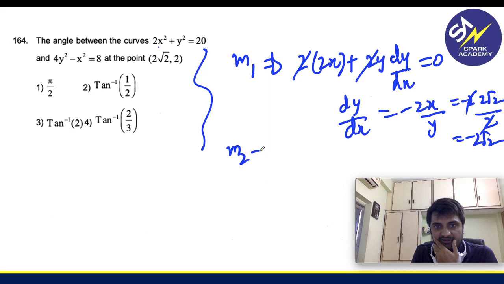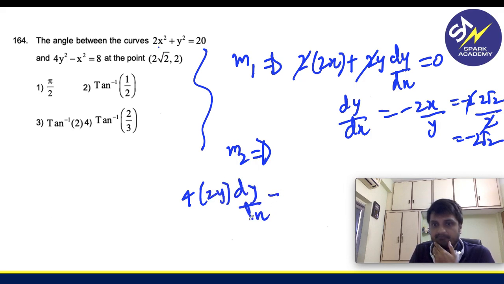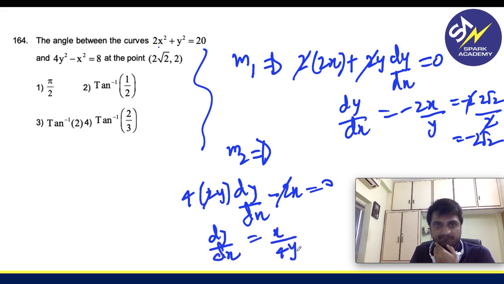Similarly, m2, how can I write now? m2 implies 4 times derivative of y square is 2y dy by dx, minus derivative of x square is nothing but 2x. That value is 0. So 2 cancelled. So dy by dx is what? x by 4y. So that is 2 root 2 by 2, right? Let's check once again. 4 into 2y into dy by dx minus 2x. So 2 I am cancelling. So x by 4y. So we are getting it as root 2 basically.